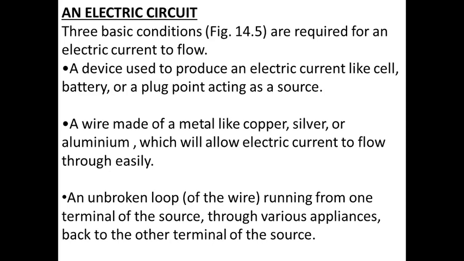Okay, so while learning about electric circuits, first we should know that if we want to make an electric circuit, three things are important: the source, wires, and electric appliances, and the unbroken loop. Loop means where we can join the wires.